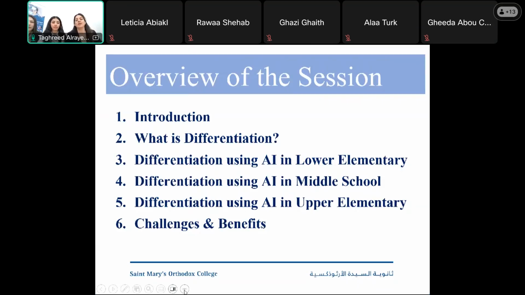This is an overview of the session before we start. The introduction: what is differentiation? Differentiation using AI in lower elementary. I'll be presenting this part. Differentiation using AI in middle school. Ms. Taghreed Al-Rais will be presenting this part. Differentiation using AI in upper elementary. Mrs. Lamar Hakim will be presenting this part. And at the end, we're going to discuss together the challenges and the benefits of differentiation using AI.